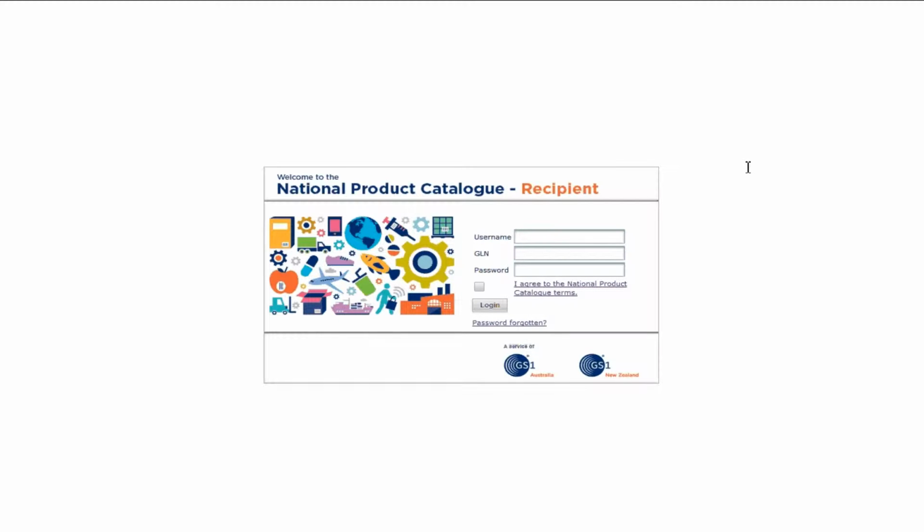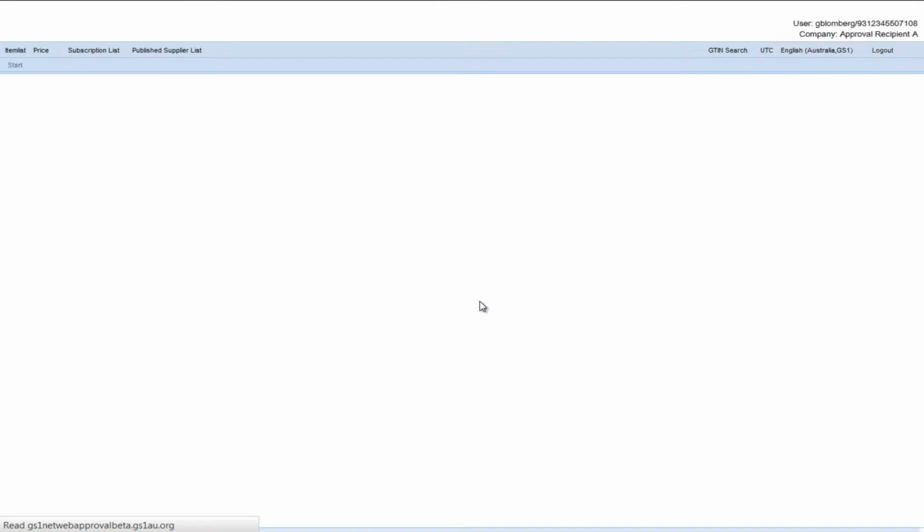Welcome to this online tutorial for the National Product Catalogue Search for Prices. The recipient GUI of the National Product Catalogue has a rich suite of search tools to use to enable you to quickly and precisely return only those prices you're interested in right now. Let's log in and go and find them.